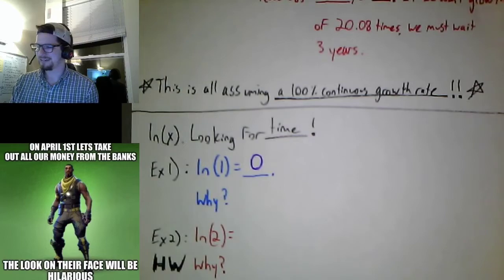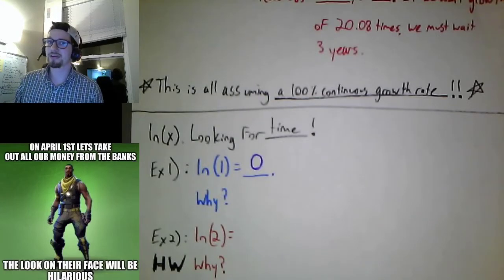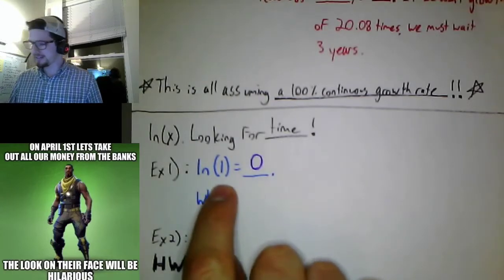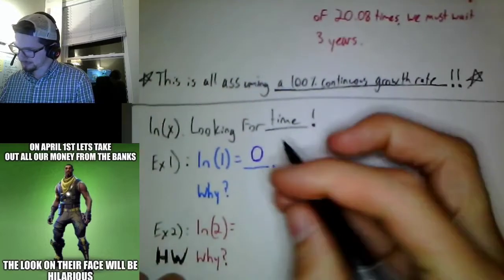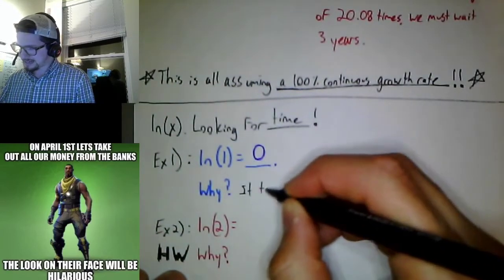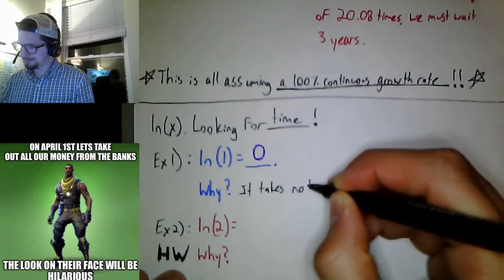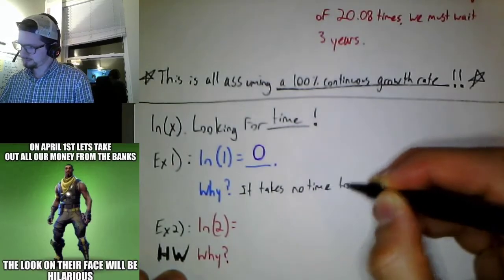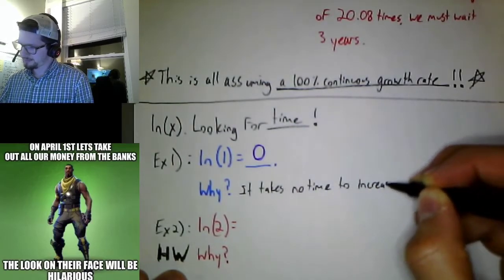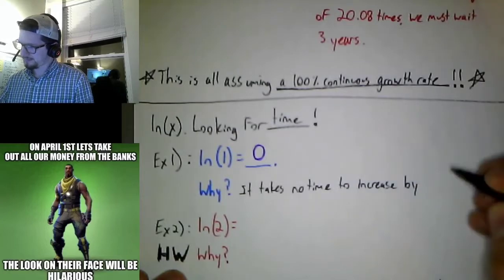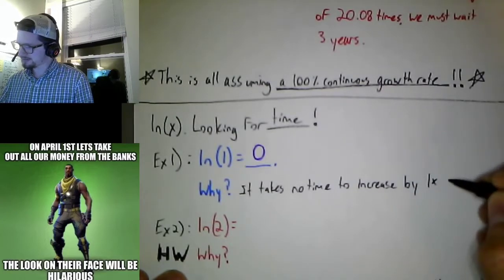Well, if you put in $100, what's 1 times $100? $100. How much time did that take? Nothing, you already had it. So if you have a 1 in there, this is saying it takes no time to increase by 1 times growth rate, or by 1 times growth.